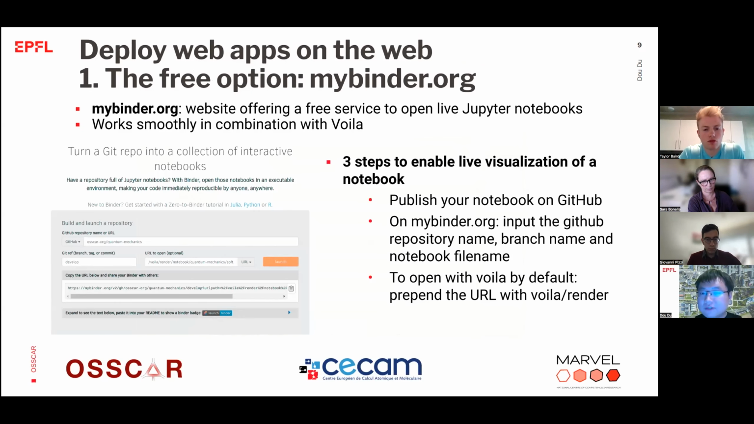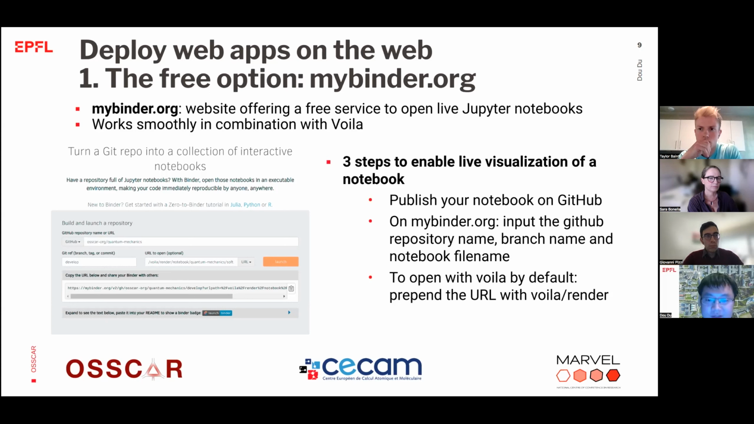After we have these web applications, we need to distribute them to people if we want to teach students or share with other people. So that's why we need deployment. There are many ways to do that, and the first option is a free one. It's called mybinder.org. It's a website that offers a free service to open live Jupyter Notebooks, and it works smoothly in combination with Voila.